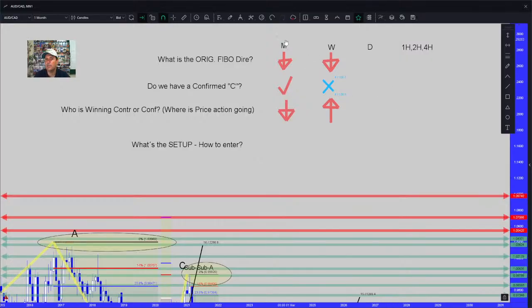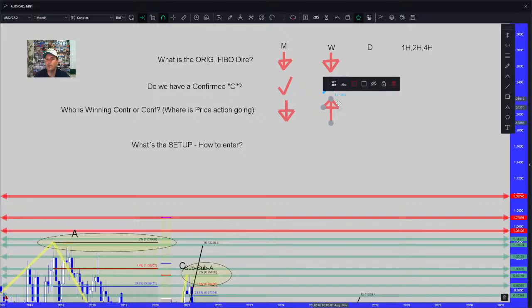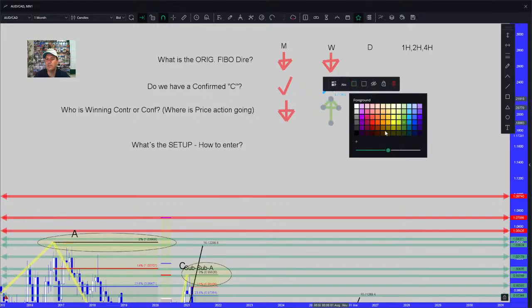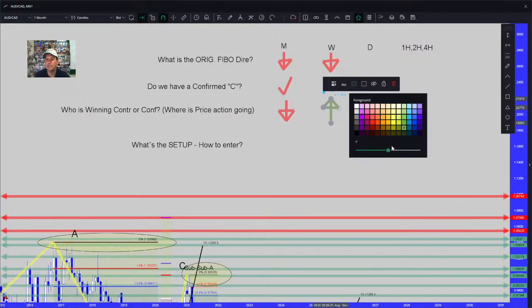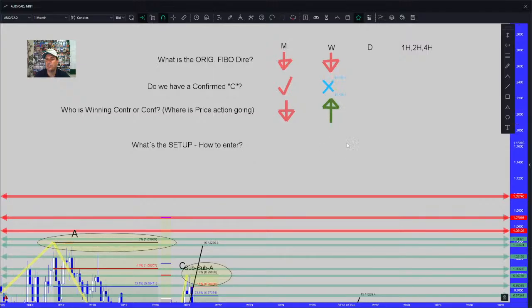Okay, original Fibonacci is down on the monthly. Yes, we have the confirmed C. The confirmation is winning. Market is making lower lows or highs. Talking about the weekly, the original Fibonacci direction is down. We don't have a confirmed C, and the contrarian is winning, everybody. Alright, in decision making, talking about risk and such.